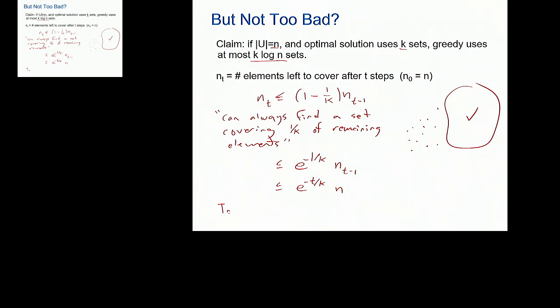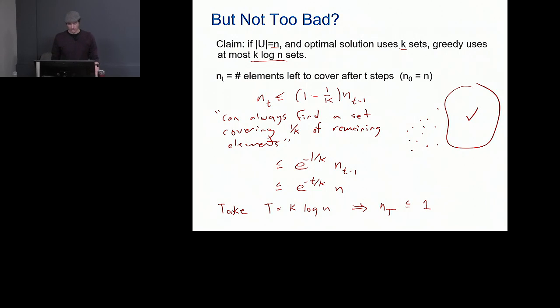Now take capital T, which will be the total number of sets that I actually take, to be k log n. That implies from this that n capital T is less than or equal to 1. Right, I plug this in and I get k log n over k, which simplifies to e to the minus log n, which simplifies to 1 over n, so I cancel the n. So after k log n sets, I now only have one element left to cover.